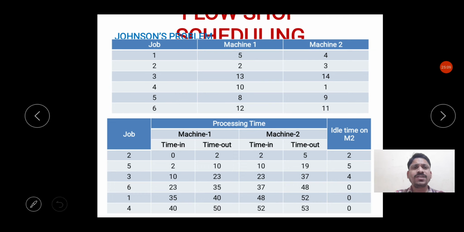The same thing can be done by using this table also, right? After finding the sequence by using Johnson's algorithm, if you are unable to find the makespan and idle times by using the Gantt chart, you may also find them by using this table. If you are still unable to do that with the Gantt chart, then you may proceed with this table. See here, the sequence is 253614. However, this is the sequence.